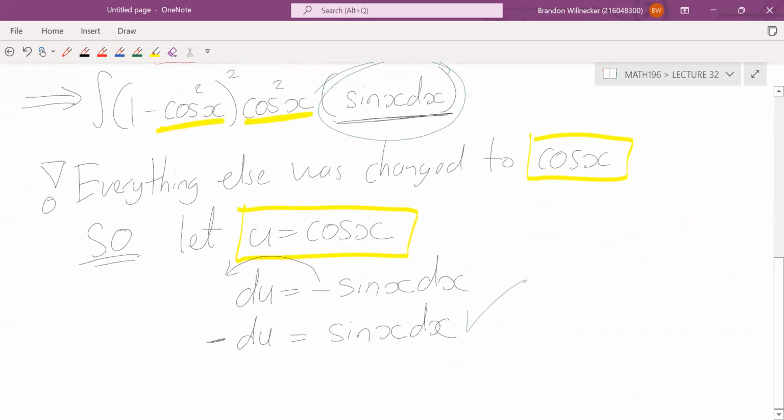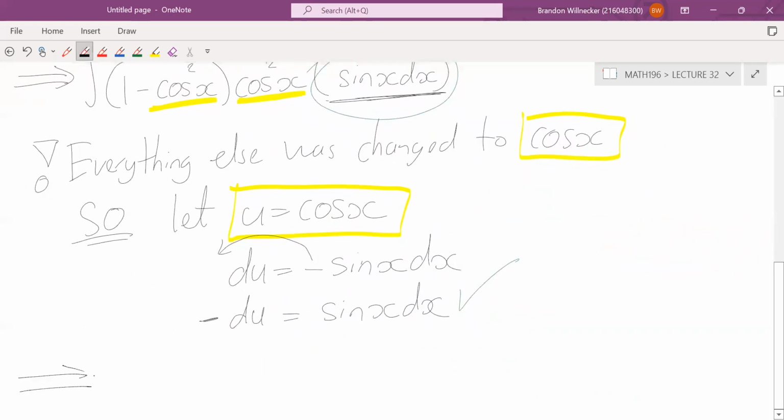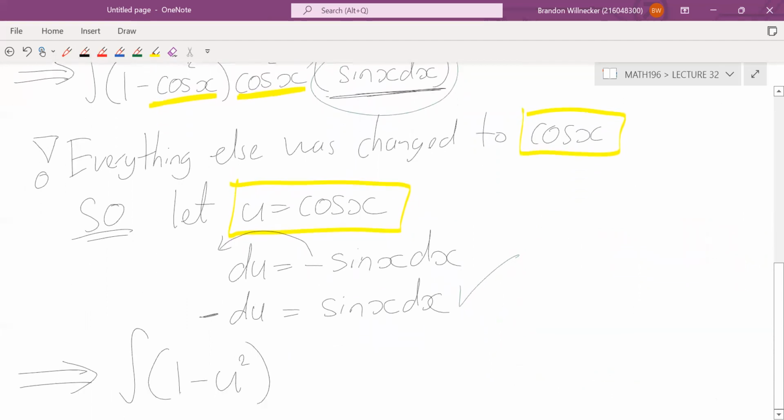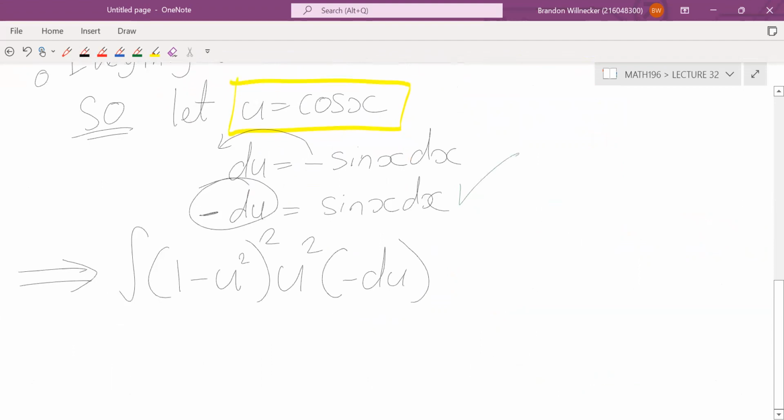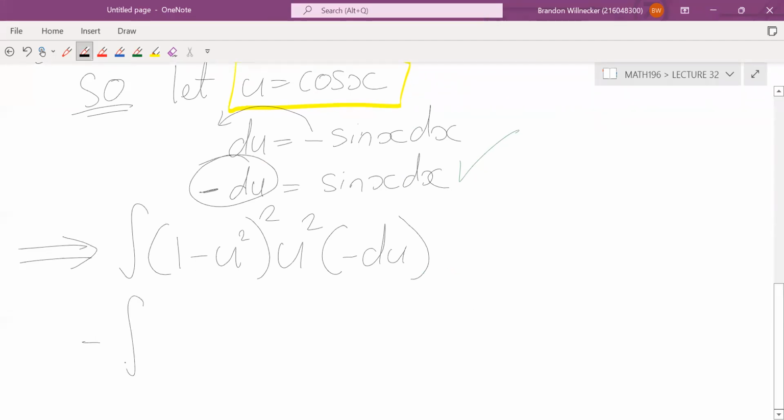So let's do the u substitution. This is going to be the integral of 1 minus cos squared, which is going to be 1 minus u squared. But all of that was squared, so all of this is squared. Cos squared becomes u squared. Sine x dx becomes minus du. Okay, so that's the end of the u substitution now. So we just need to evaluate this integral. So we take the minus outside. Then we have the integral of 1 minus u squared, all of that squared, u squared du.